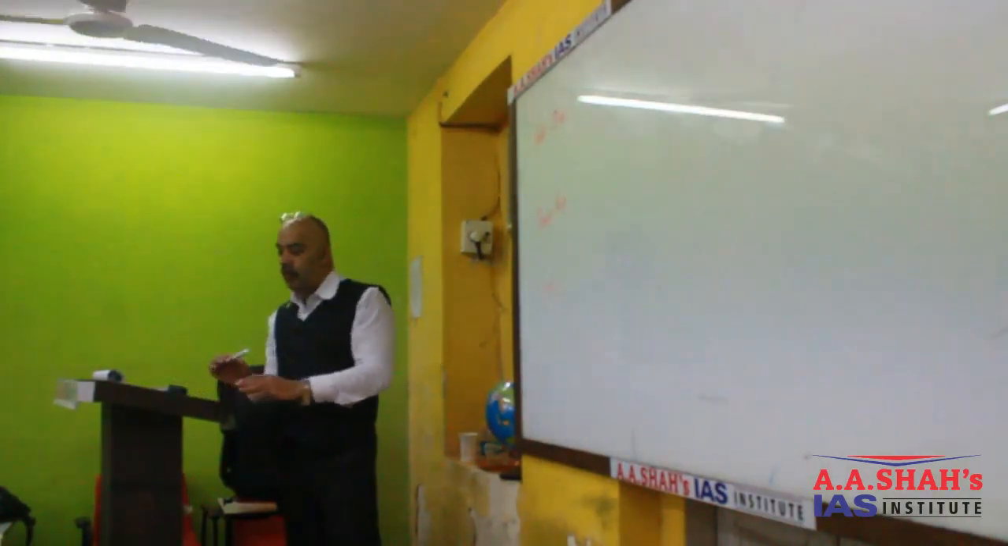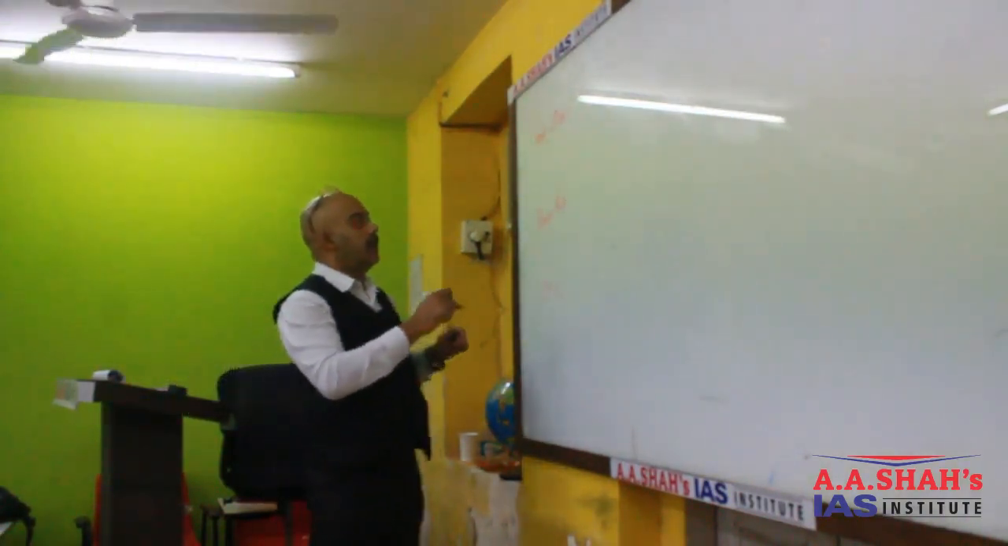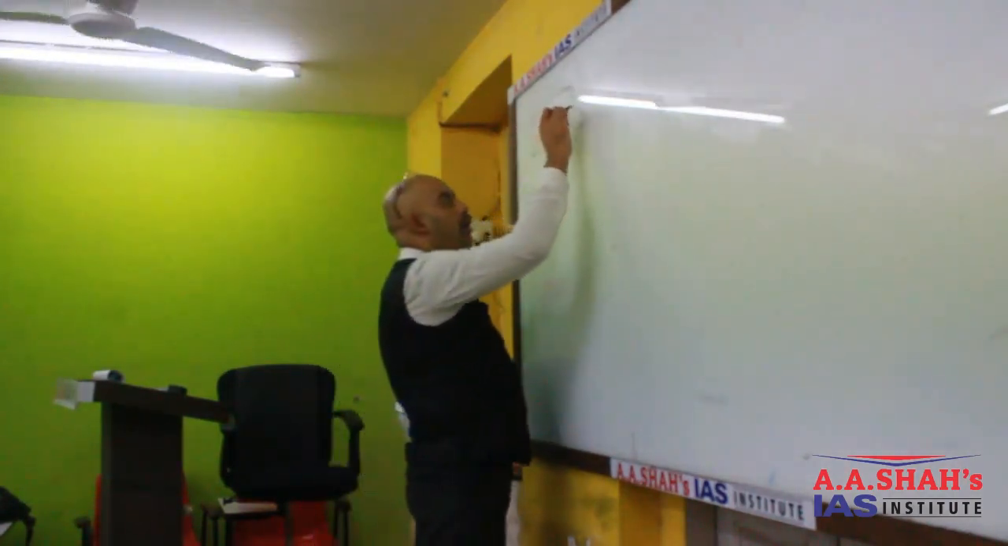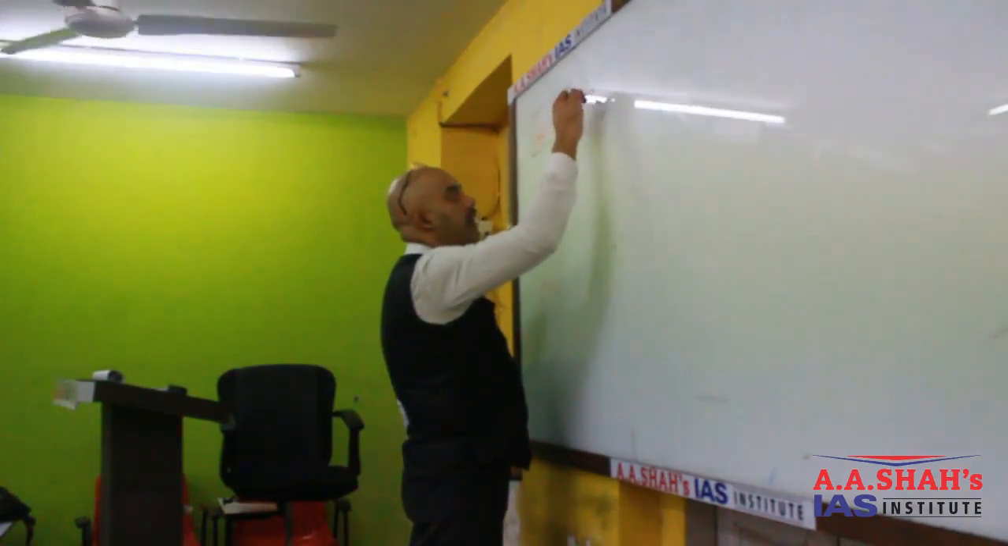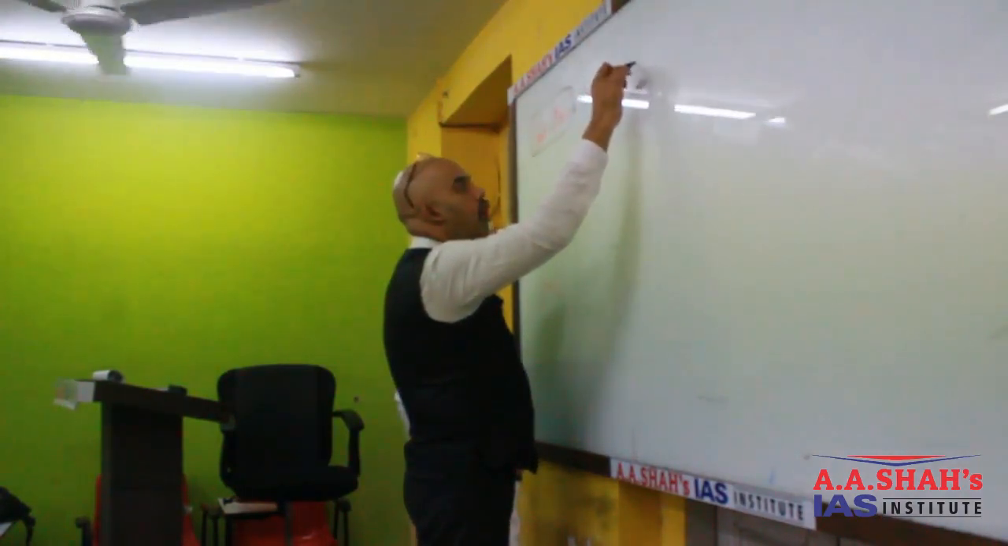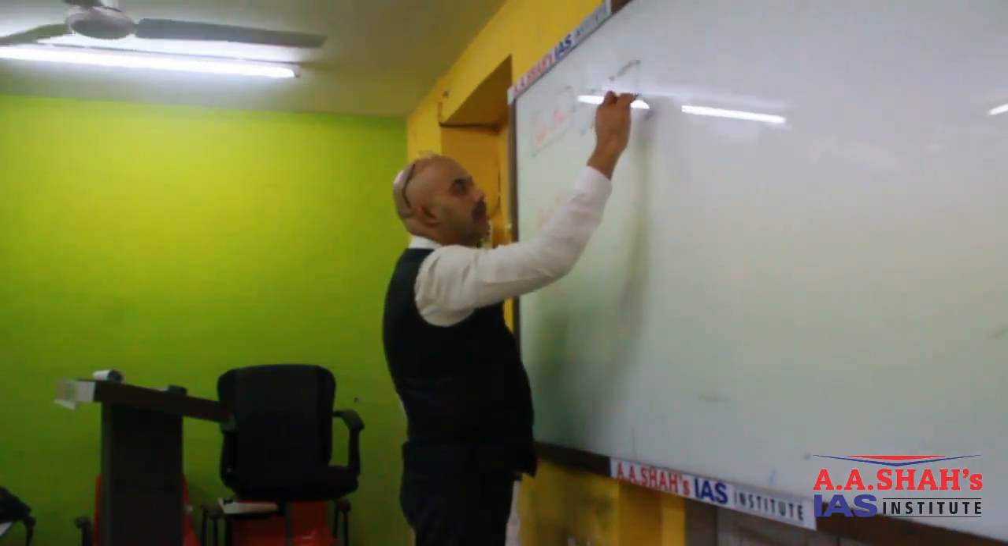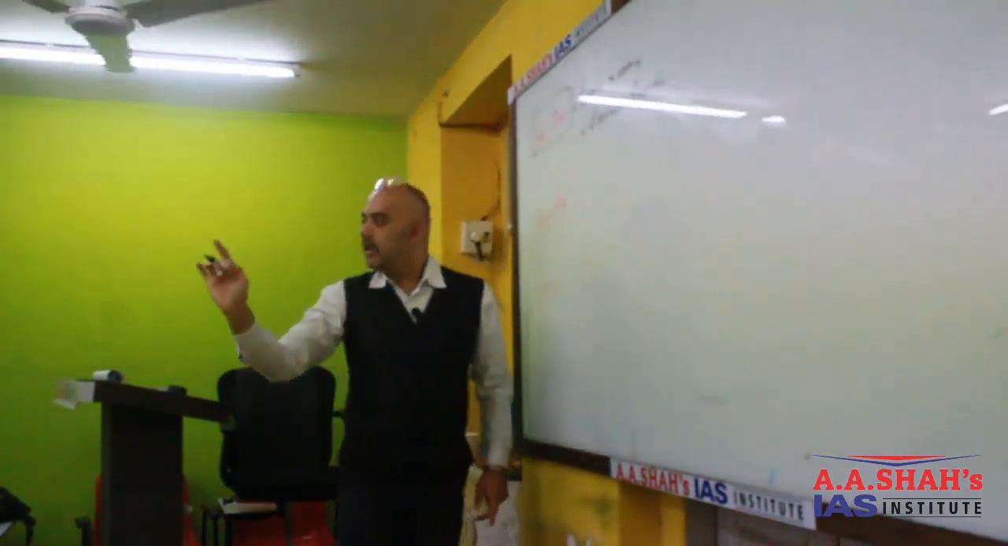Now listen, everyone look up. Why indirect election? Because you are not voting. People are not voting. Who are voting? Your elected representatives are voting. Yes or no? Everyone? Clear till here?